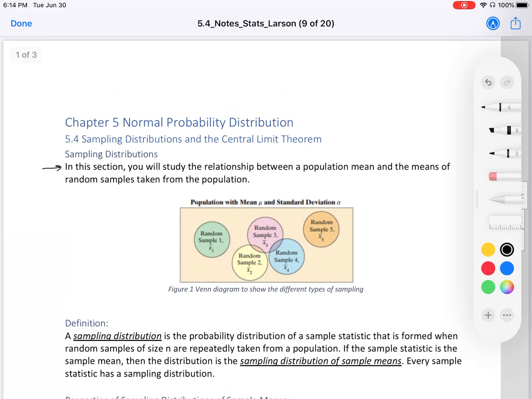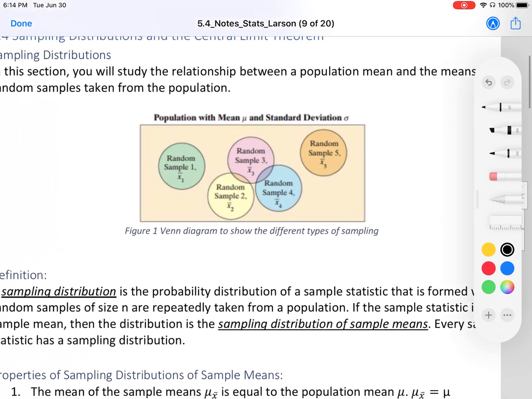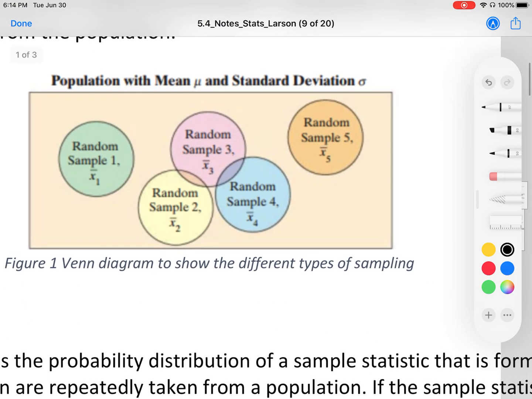In this section, you will study the relationship between a population mean and the means of random samples taken from a population. So take a look at this type of sampling. We see that there are two different types of samplings, and they have nothing in common, but it's possible to have some overlapping within some groups in the samples.